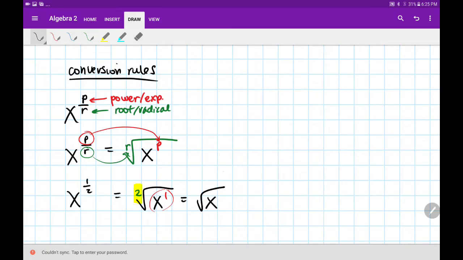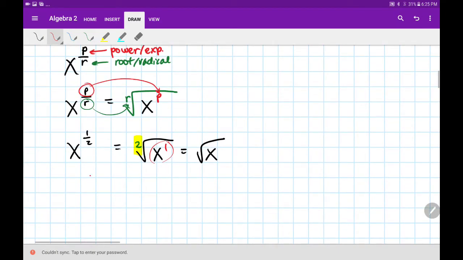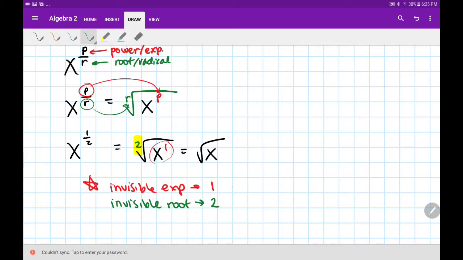Let's make a note of that to ourselves. Invisible exponent, if you're missing one, it's always a 1. But if you're missing a root, the invisible root is always 2, which would be the square root. This is pronounced the square root of x.